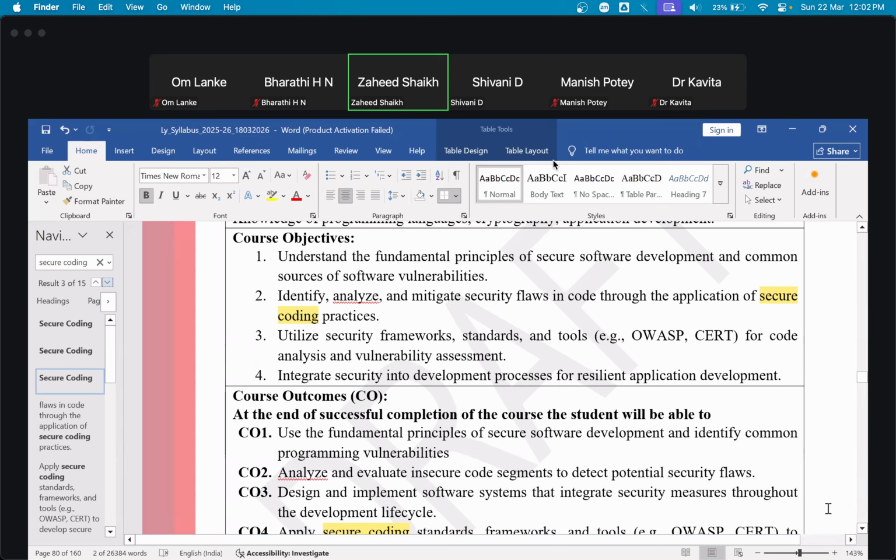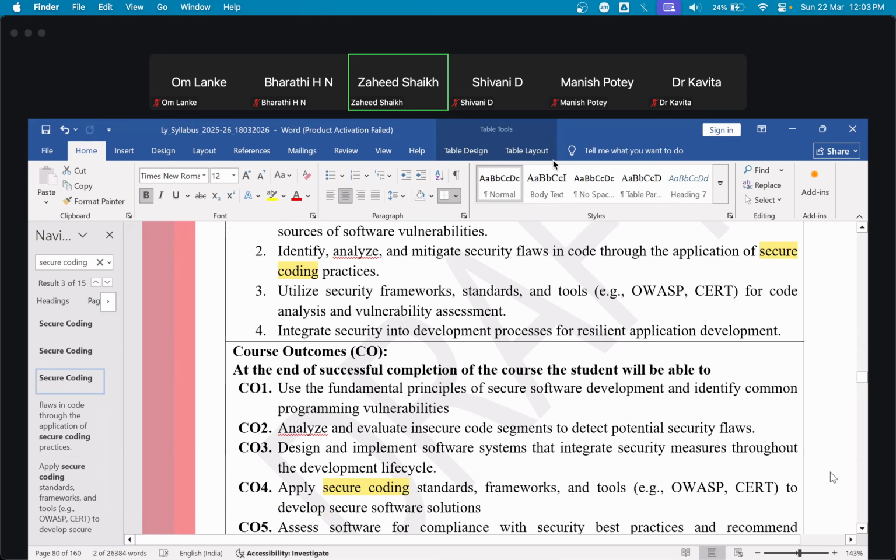So here we try to identify and analyze such types of flaws and come up with a mitigation mechanism to ensure that this doesn't escalate further. Objective number 3 focuses on the security frameworks which are available, such as CERT and OWASP. There are frameworks defined and designed by NIST, which are used for secure code analysis and vulnerability assessment. And the fourth outcome here is to integrate security into the development processes for resilient application development.